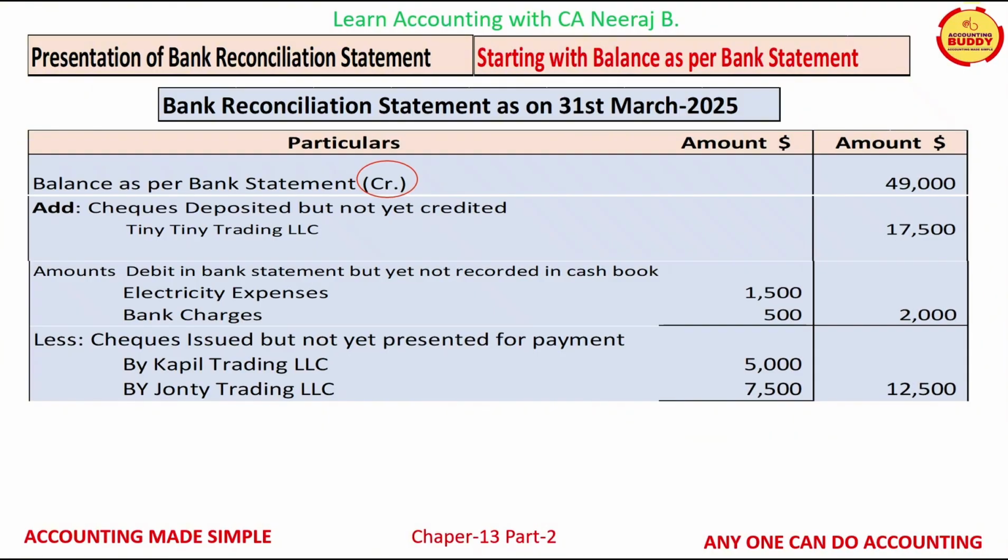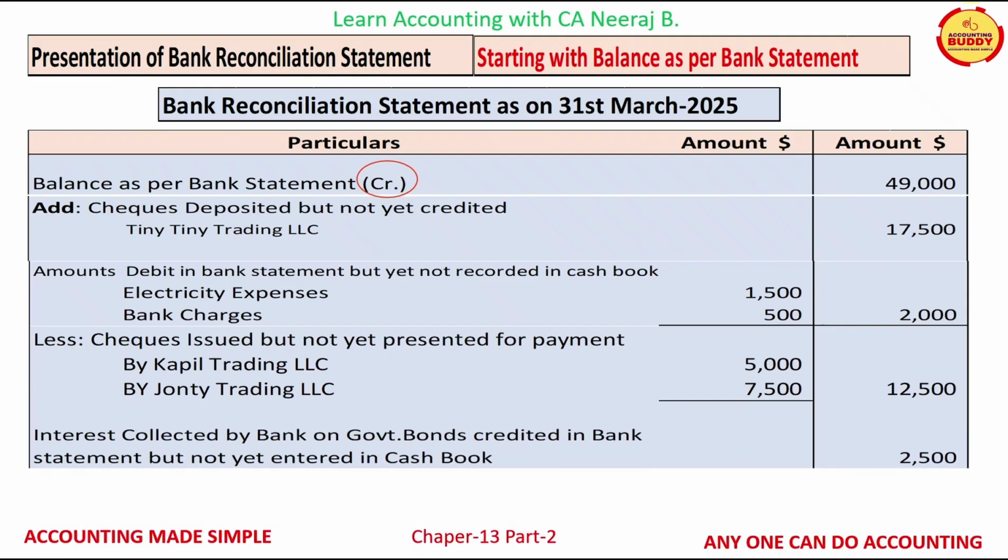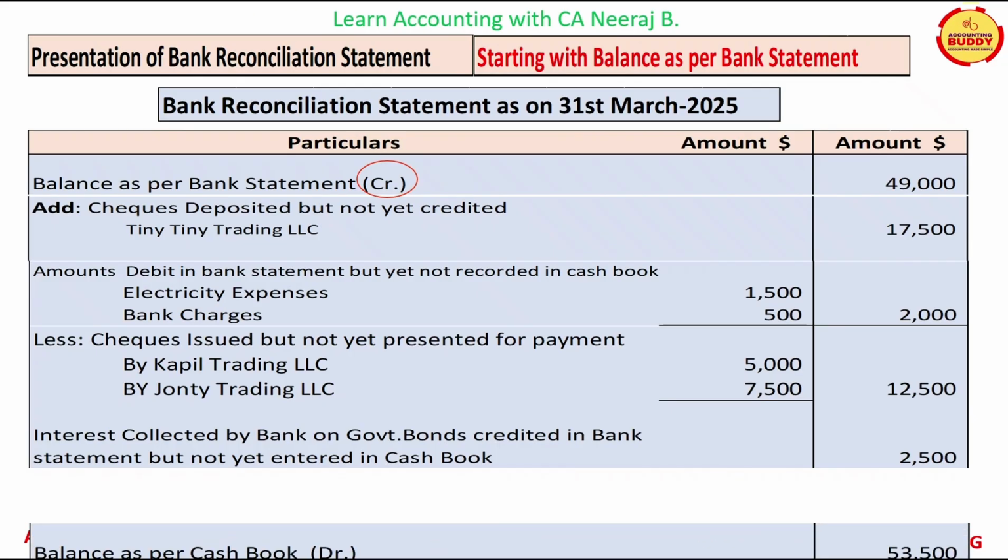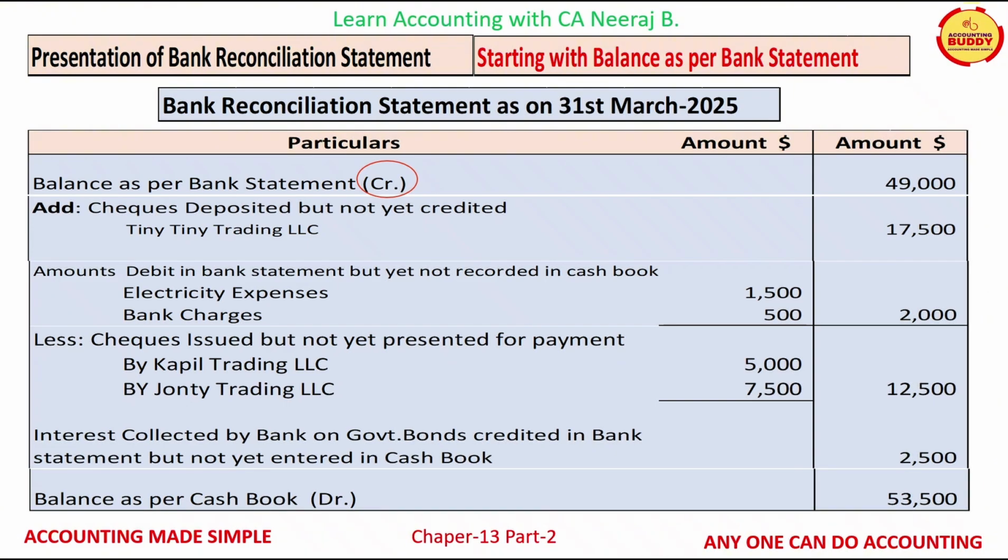Now the transactions which are credited in the bank statement and have increased the balance in the bank statement will also be deducted from the bank statement balance. The interest collected by the bank on government bonds and credited to the account holder's bank account falls under this category. Therefore, $2,500 will be deducted from the bank statement balance. Once all the unmatched transactions are added and subtracted from the bank statement credit balance of $49,000, we will get a debit balance of $53,500 as per cash book.